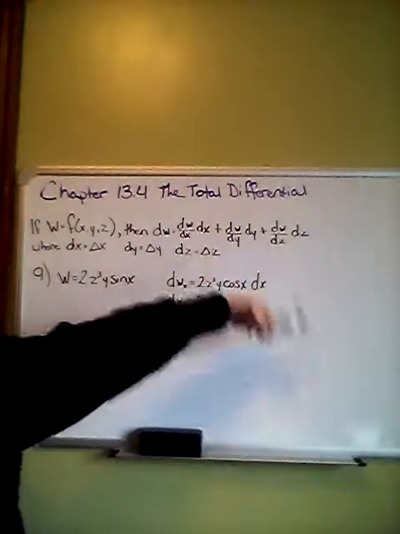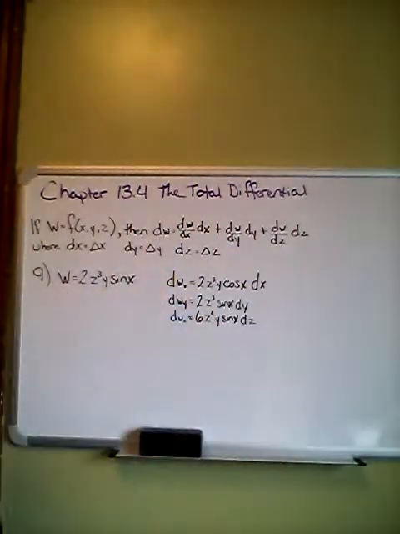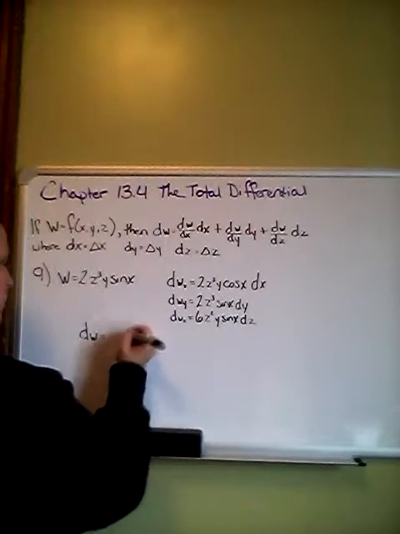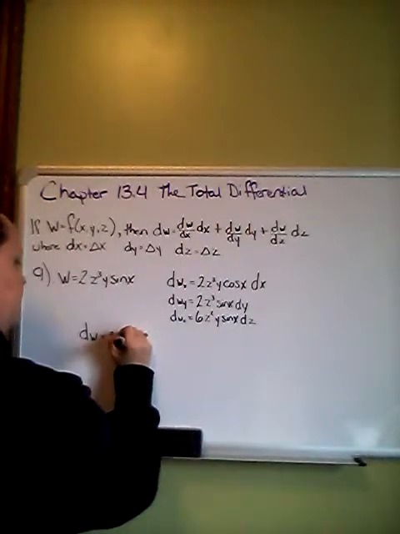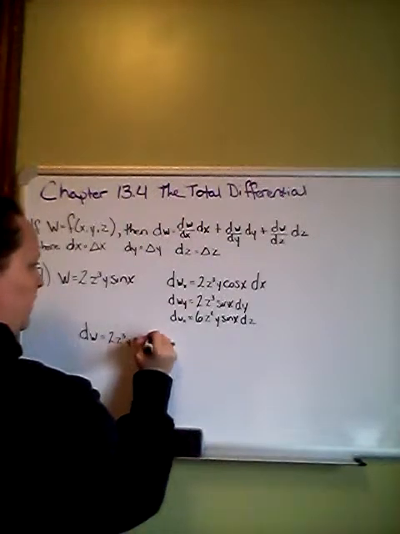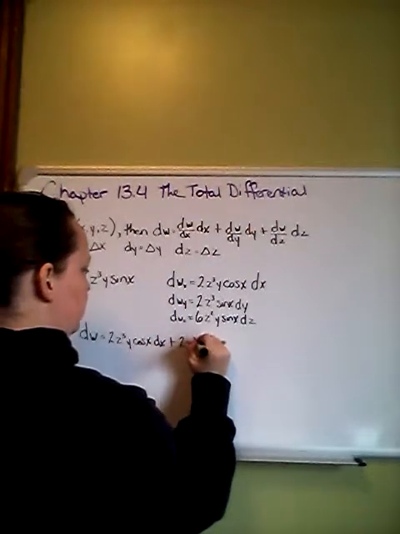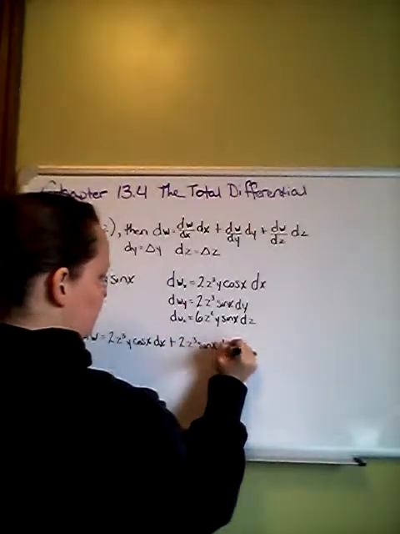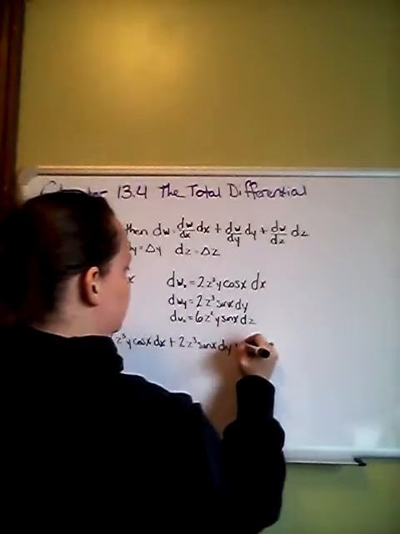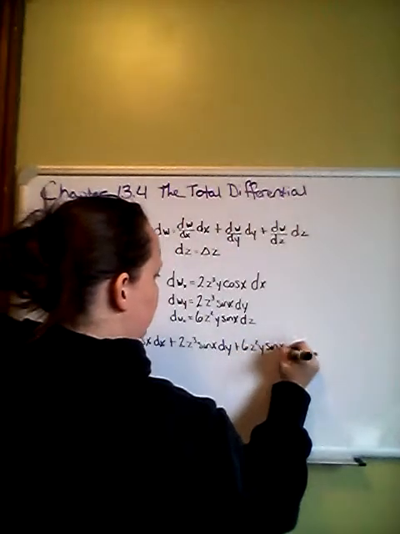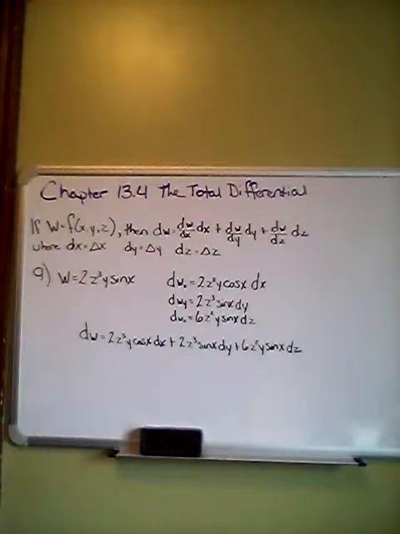Now, as shown up in the definition, we're going to combine these three things into the total differential dw, so that we will say that dw is equal to 2z cubed y cosine of x dx plus 2z cubed sine of x dy plus 6z squared y sine of x dz. And that is how you find the total differential of a function through its differentiated variables.